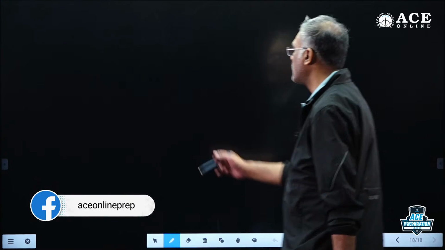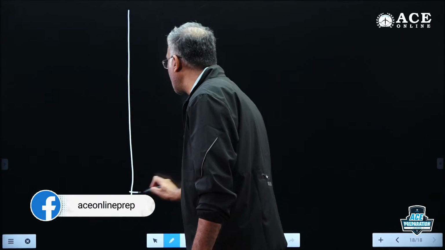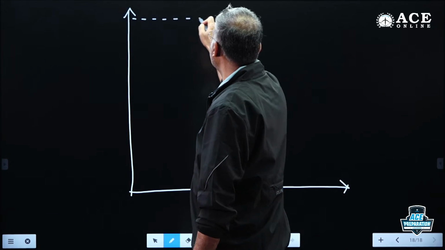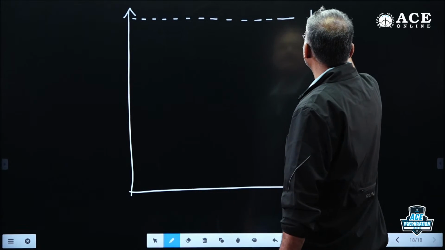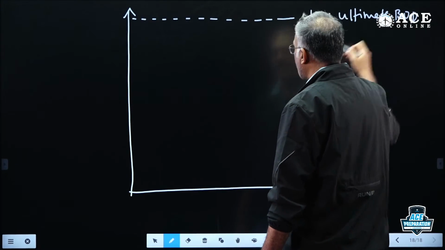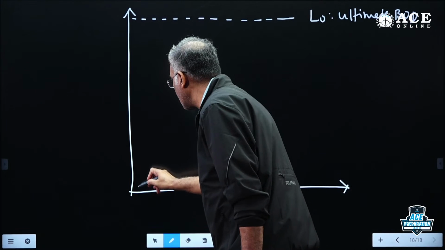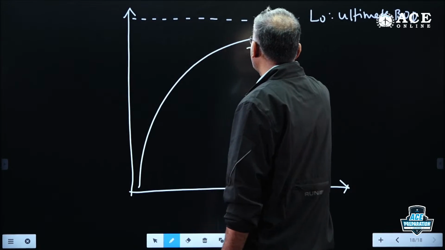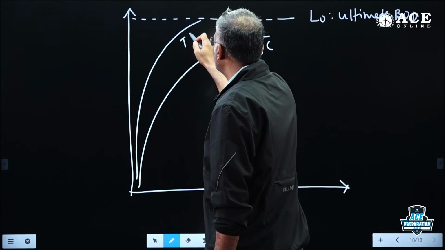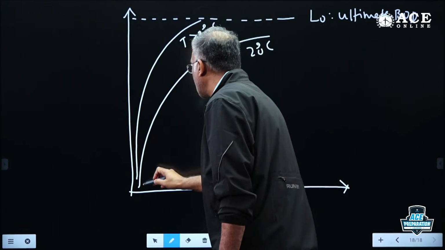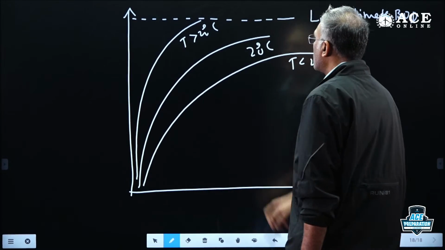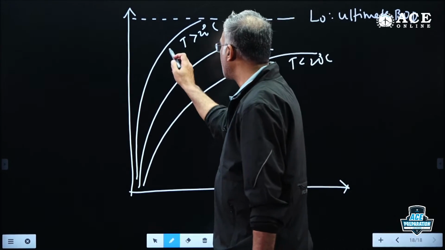So what I mean to say is that the BOD concept should be clear to you. This is the ultimate BOD, L0. L0 is nothing but ultimate BOD. As temperature changes, the speed of reaction also changes. Suppose this is the 20 degrees curve. If the temperature is more than 20 degrees, the curve will be like this. If the temperature is less than 20 degrees, the curve will be like this. So as temperature changes, things will change.